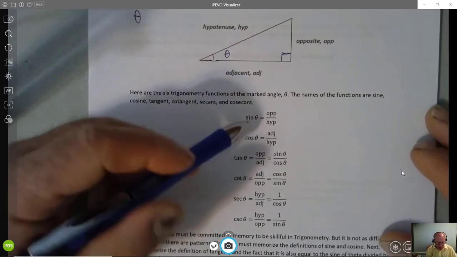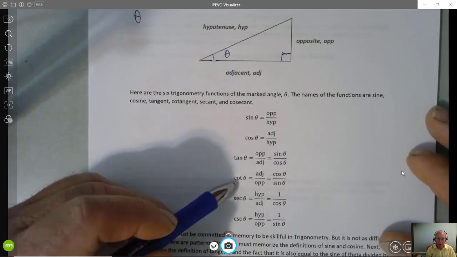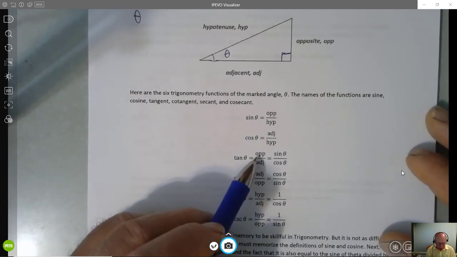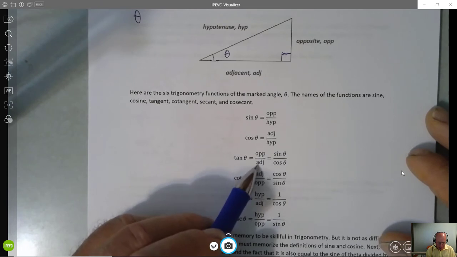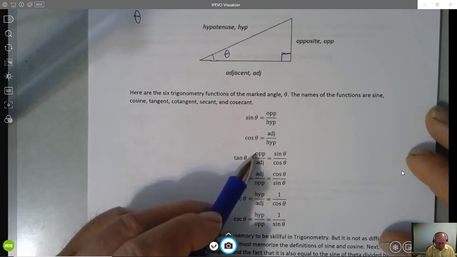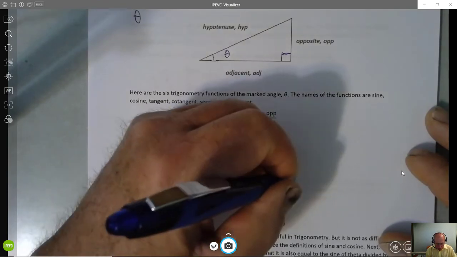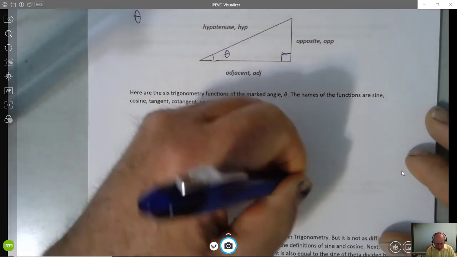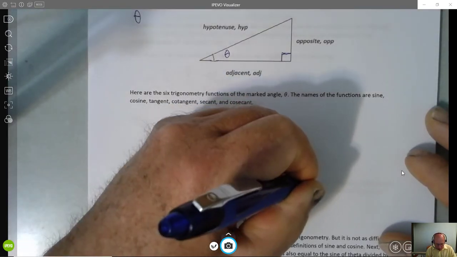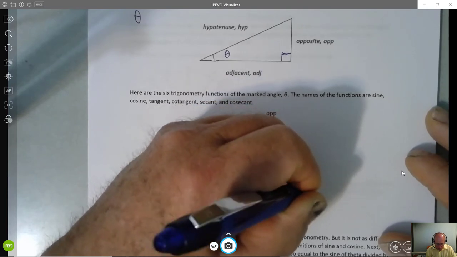So I want you to notice, for instance, let's pick this middle pair right here, the tangent and the cotangent. The tangent is the length of the opposite side divided by the length of the adjacent side. The cotangent is just the reciprocal of that, right? Instead of opposite over adjacent, we have adjacent over opposite. So the cotangent, you could say this: it's equal to 1 over the tangent of theta.